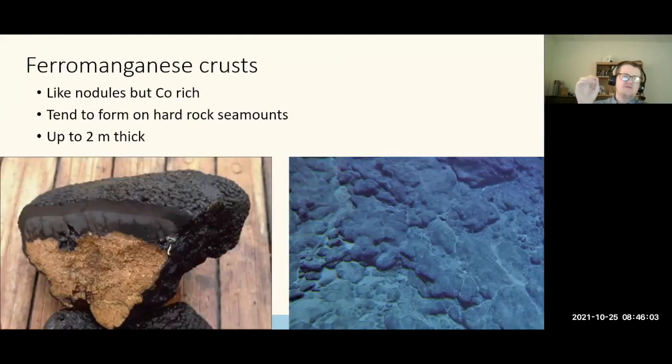Similar to that are ferromanganese crusts. These are like the nodules. They tend to be richer in cobalt, again, a valuable material. These tend to form on hard rock seamounts. They can be up to 2 meters thick. So 2 meters of solid ferromanganese material rich in cobalt.